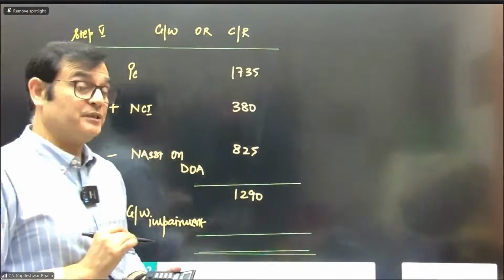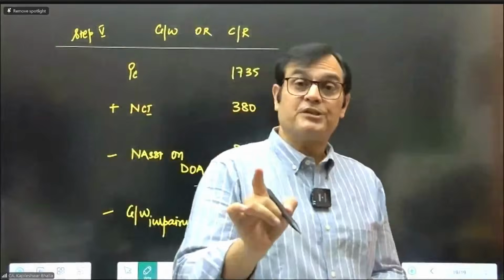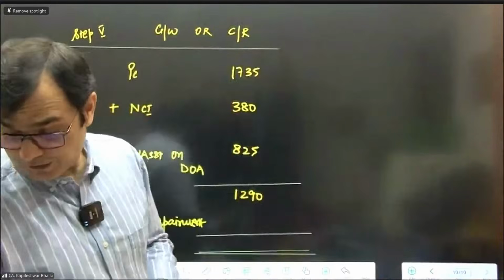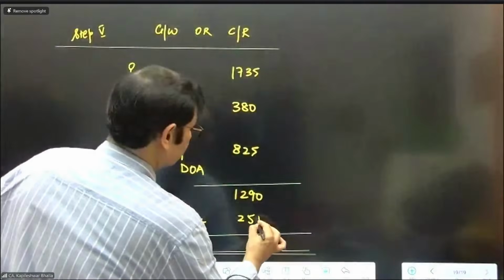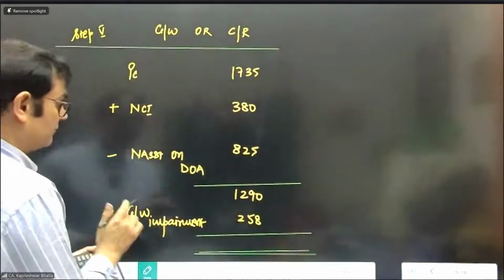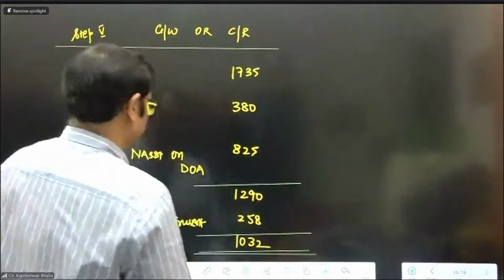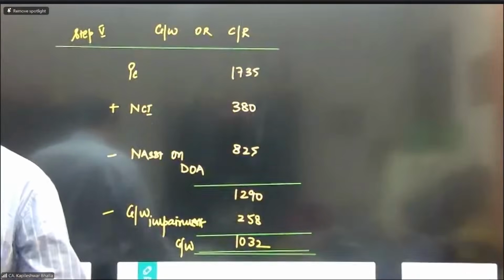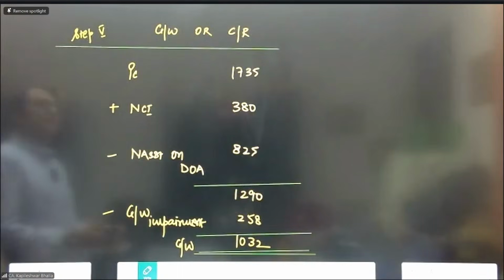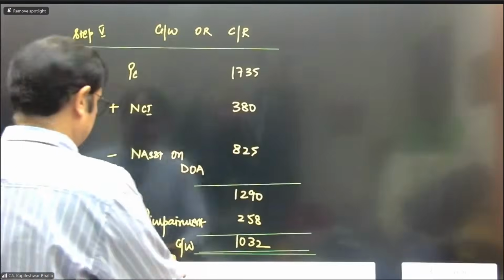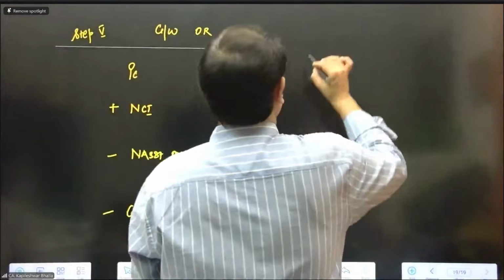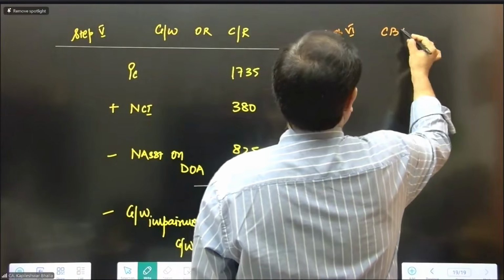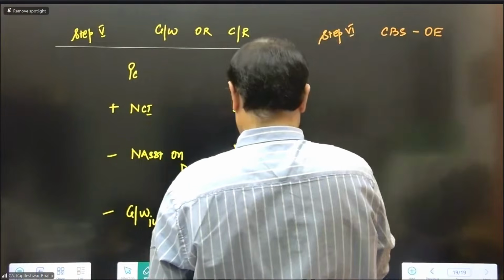Impairment, of course, is going to be the complete figure, because when you consider the goodwill figure, all of the impairment, and that is to the extent of 258. So this comes to 1032, which is the figure of goodwill. Right, I guess step number 5 gets done, and now we are ready with step number 6, that is other equity.